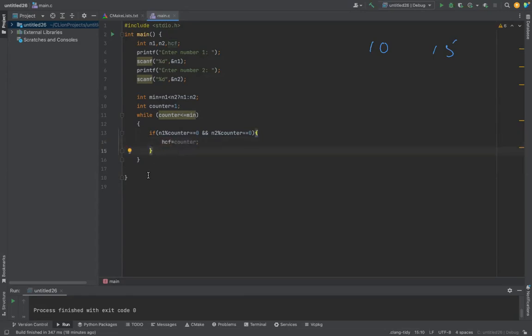Okay. Then what you can do, in the else part there is nothing to do. That means if the counter variable does not perfectly divide the numbers, the else part has nothing to do. Okay, what you have to do, you have to go to the next iteration. Before you go to the next iteration, the counter variable should be incremented by 1. Counter plus plus.